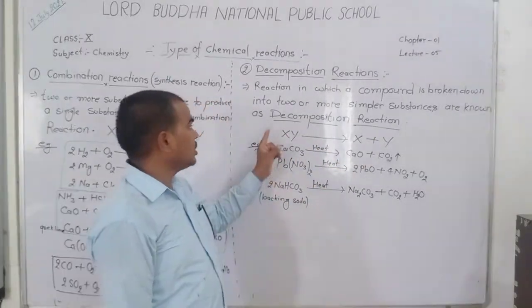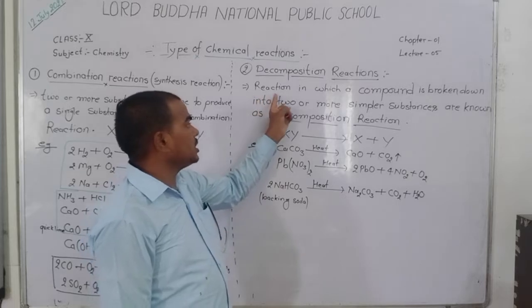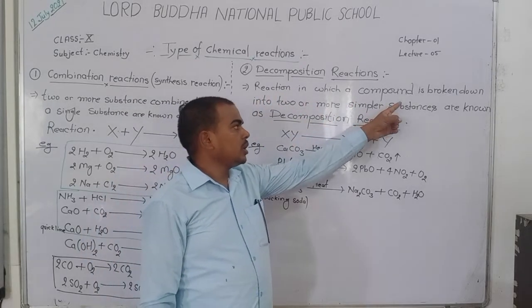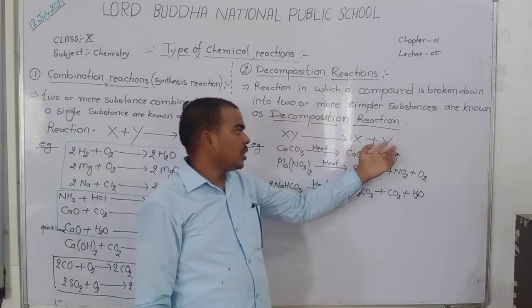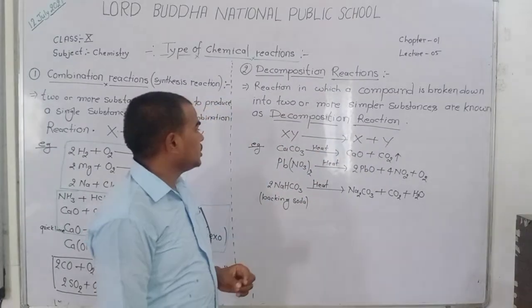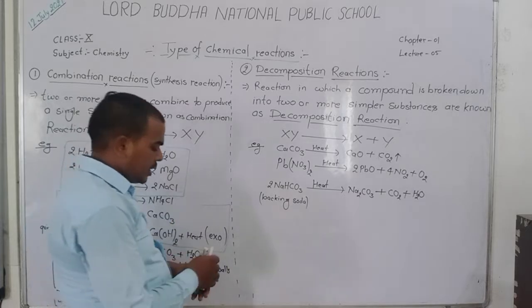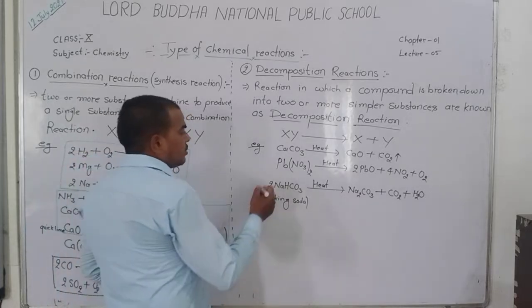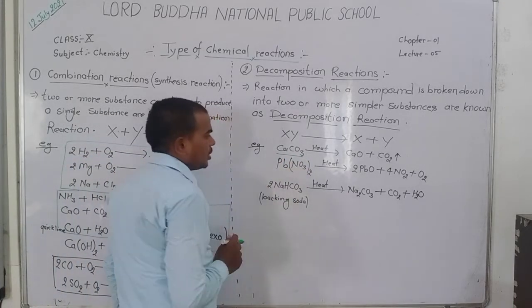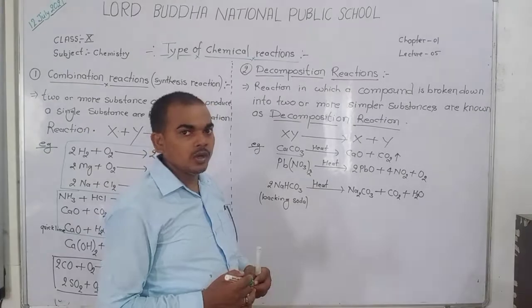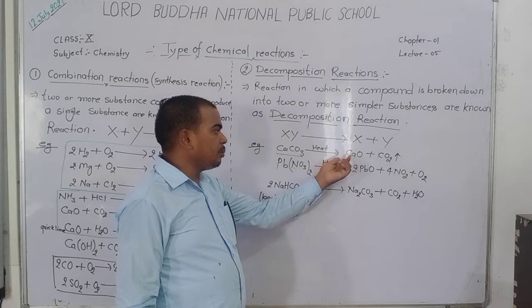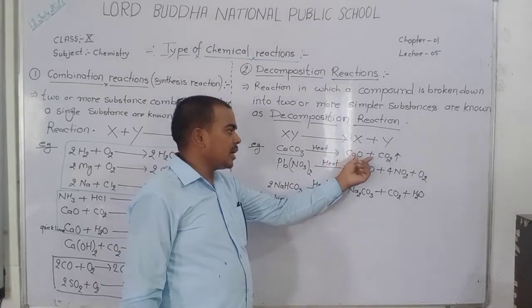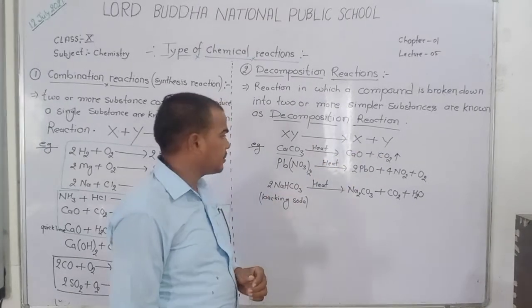Here the definition is proof. The definition is the reaction in which a compound is broken down. Here compound XY is broken down into X plus Y. Okay. The example is calcium carbonate. Calcium carbonate is a compound. On heating, it converts into two simpler substances, that is calcium oxide and carbon dioxide gas.